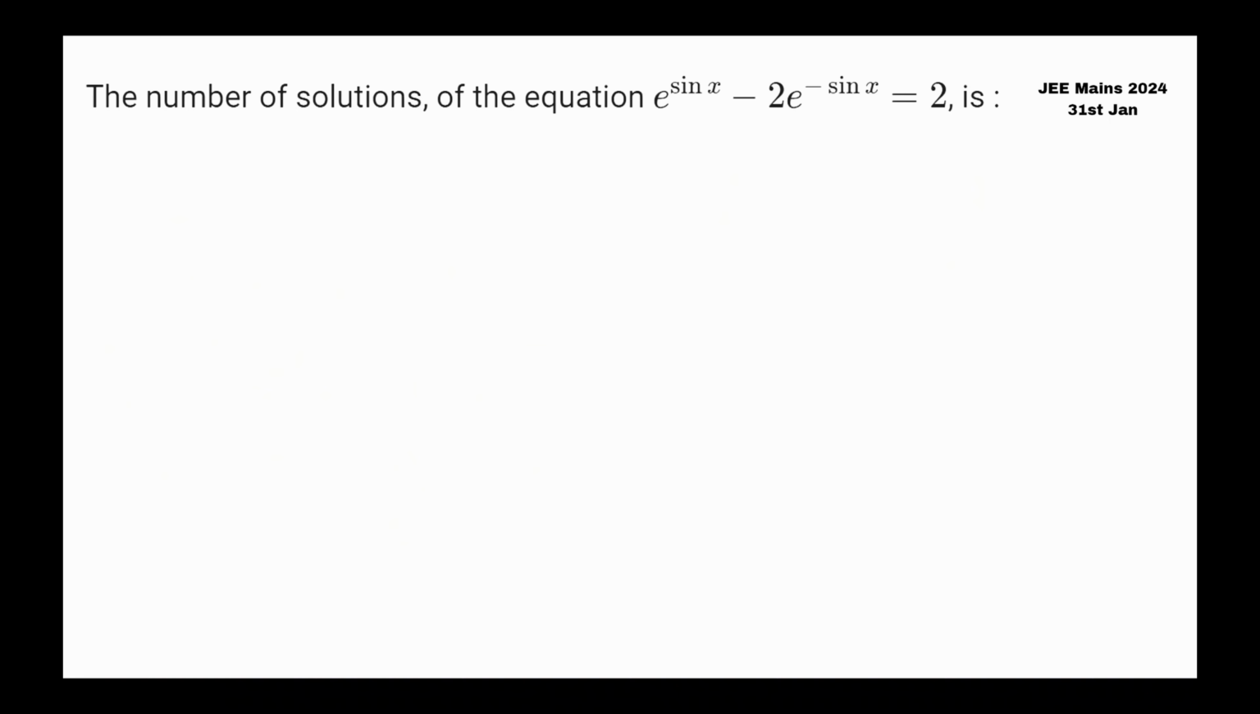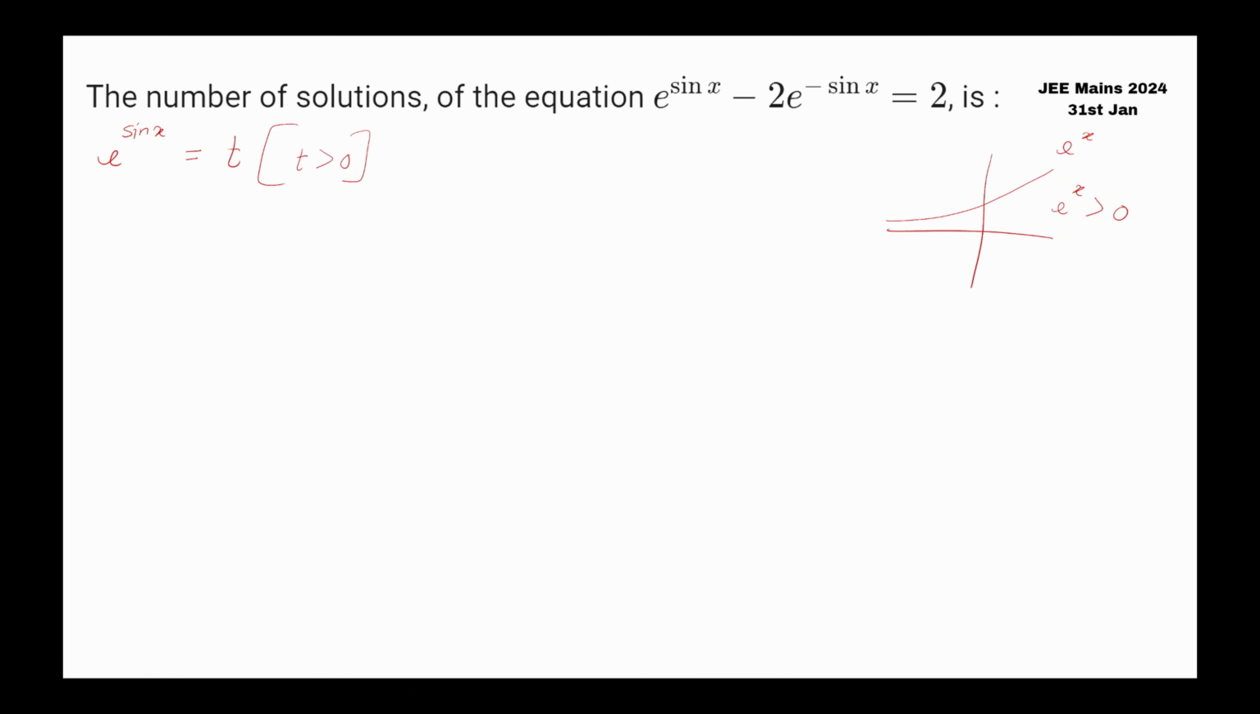The number of solutions of the equation e to the power sin x minus 2 e to the power minus sin x is equal to 2. Simply, I'll assume e to the power sin x to be t. Since no domain has been mentioned, one thing we know is how the graph of e to the power x looks like. It is going to be this way. That means e to the power x is always greater than 0, so t would always be greater than 0.